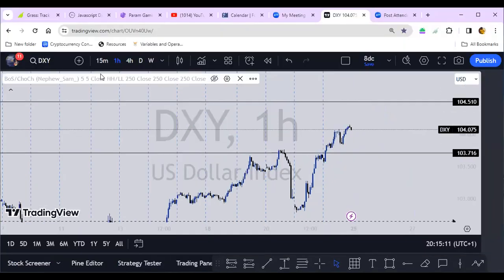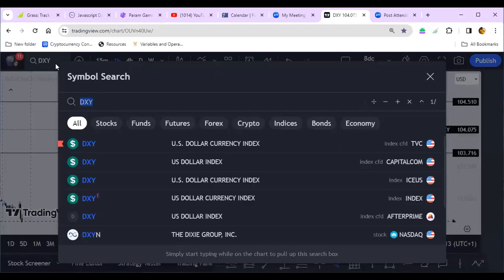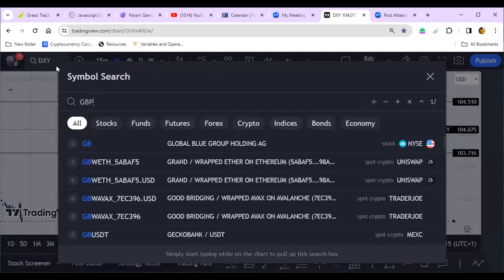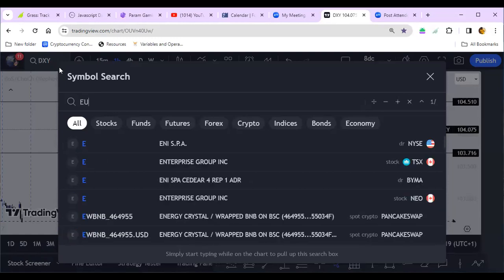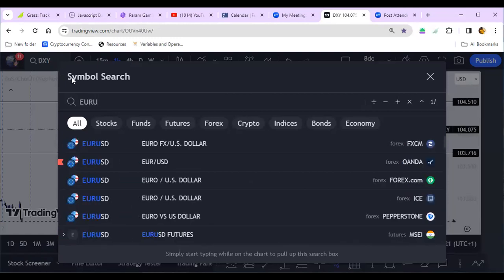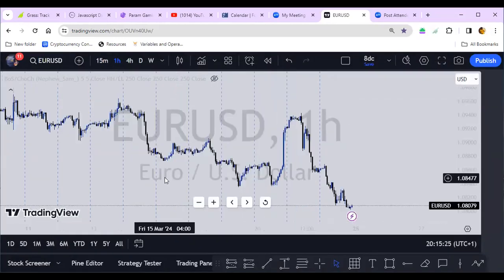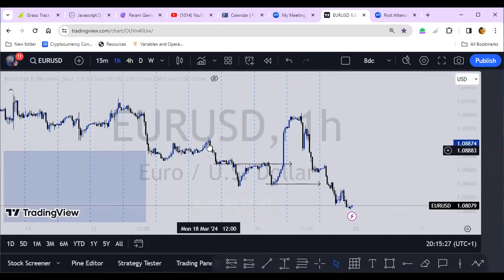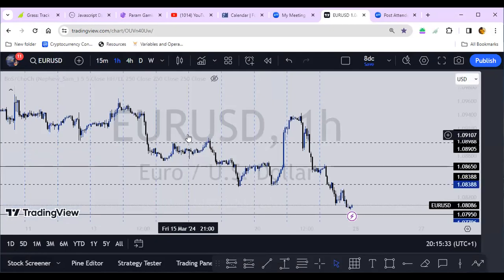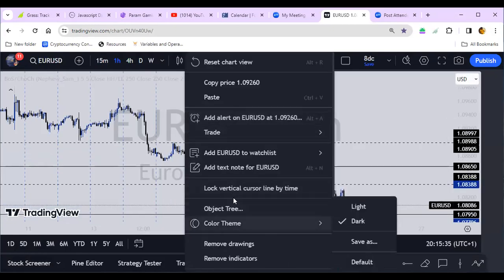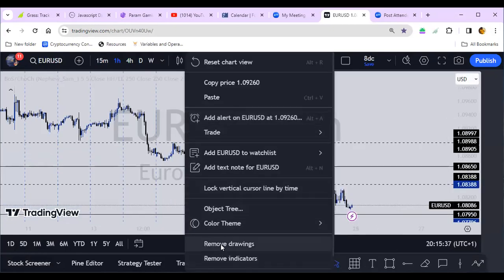So let's look at the GBP/USD, or let me look at my favorite pair first, EUR/USD. Let me look for another broker, Pepperstone. Remove drawings.